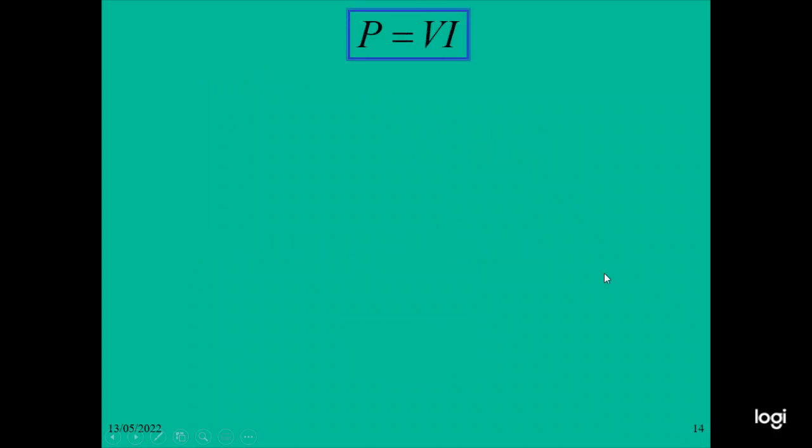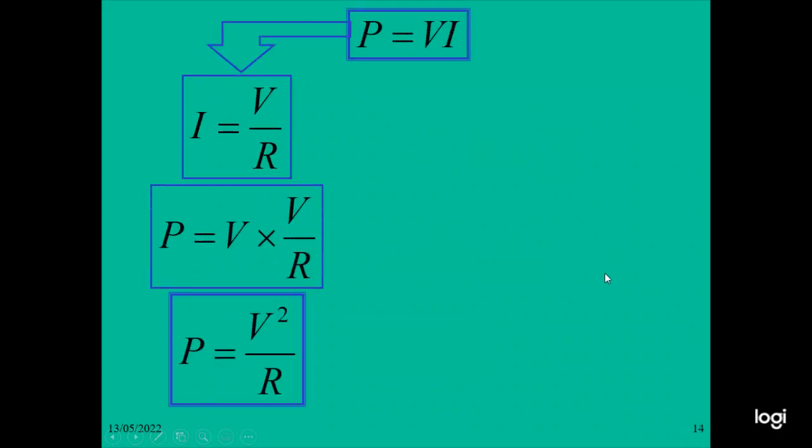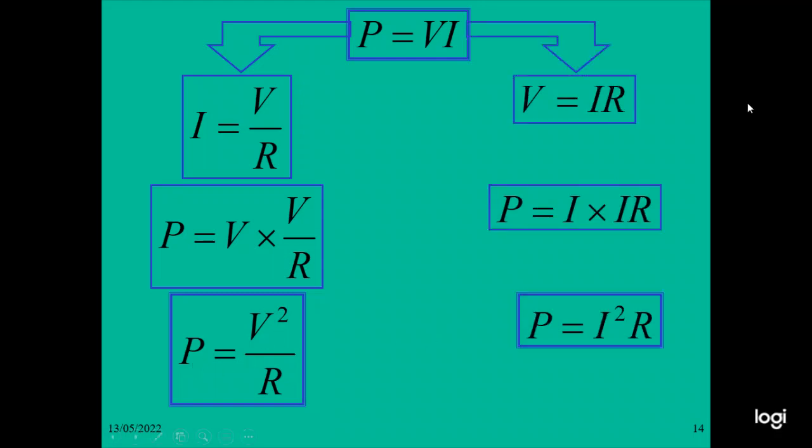This is the power equation, P equal to VI. When you transpose the equation, I equal to V by R. So V into V by R, so P equal to V squared by R. Now V equal to IR, P equal to I multiplied by IR, so P equal to I squared R. So therefore, to calculate the power, you use the equation P equal to V squared by R or P equal to I squared R. So this is the connection.